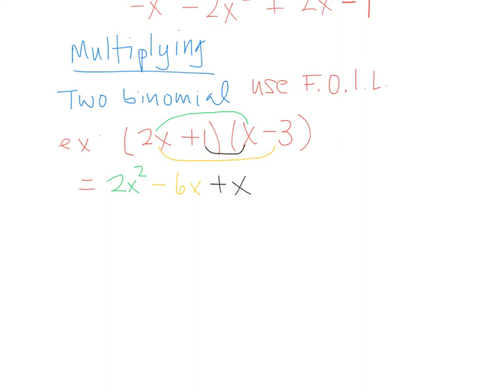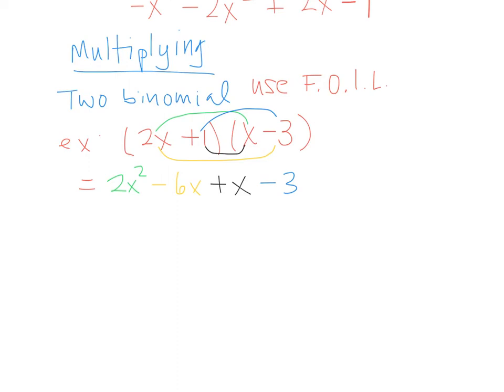And the L stands for last, so the last term, that's going to be the 1 and the negative 3. Again, we want to remember to use that negative 3. Okay, so using FOIL makes it so that we multiply all of the terms in the first polynomial by all the terms in the second polynomial, which is sort of the general rule for multiplying polynomials.